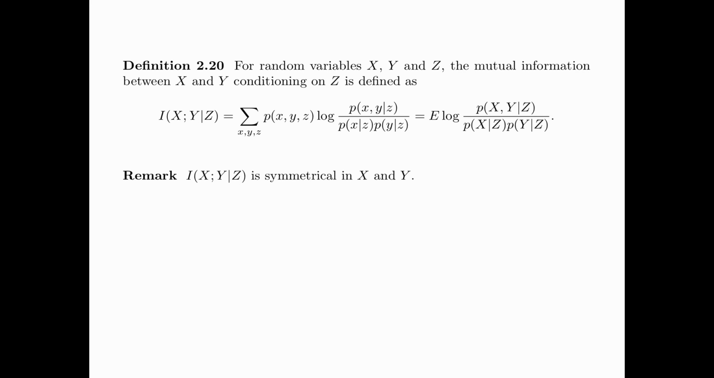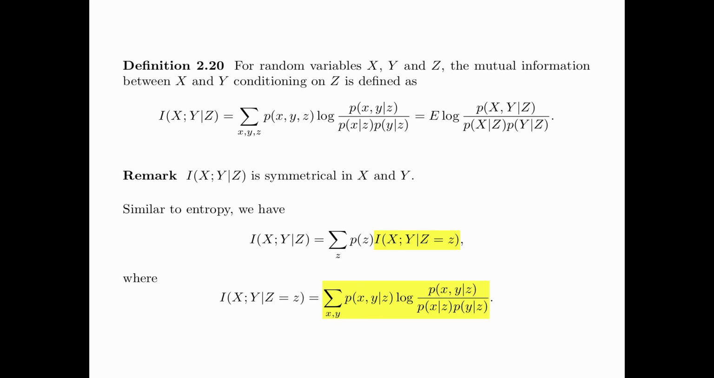From this formula, we note that I(X;Y|Z) is symmetrical in X and Y. Similar to entropy, we can also write I(X;Y|Z) as the summation over z of p(z) times I(X;Y|Z=z), where I(X;Y|Z=z) is equal to the summation over x and y of p(x,y|z) log of p(x,y|z) divided by p(x|z) p(y|z). Now note that by removing the conditioning on a particular z, this reduces to the usual formula for mutual information.